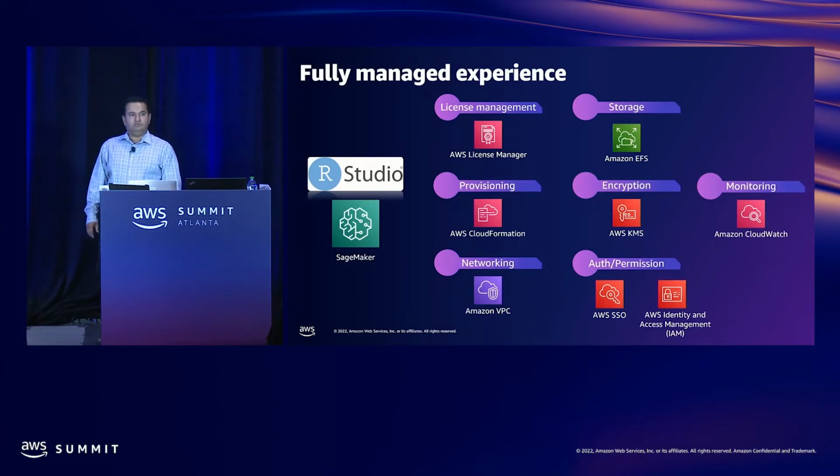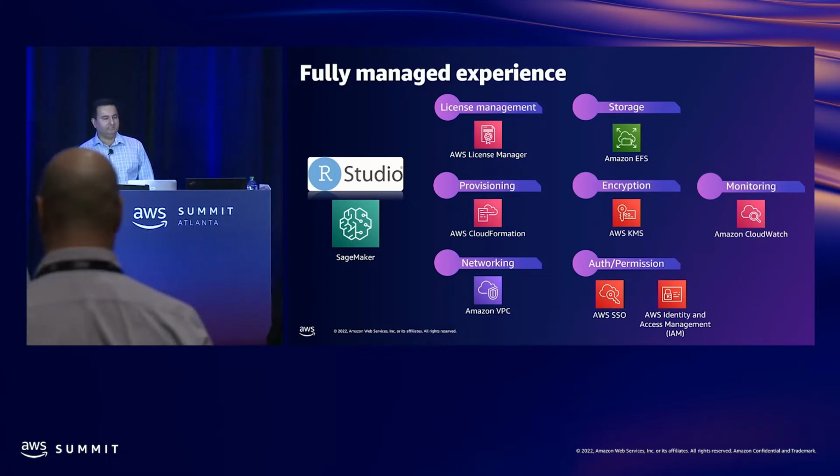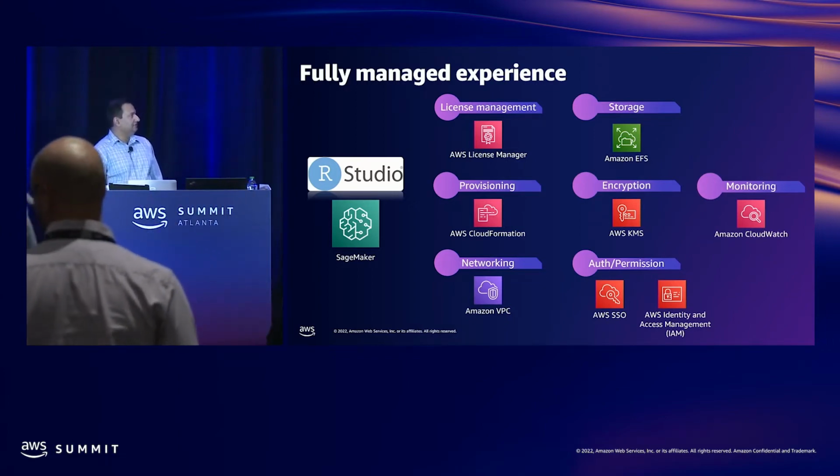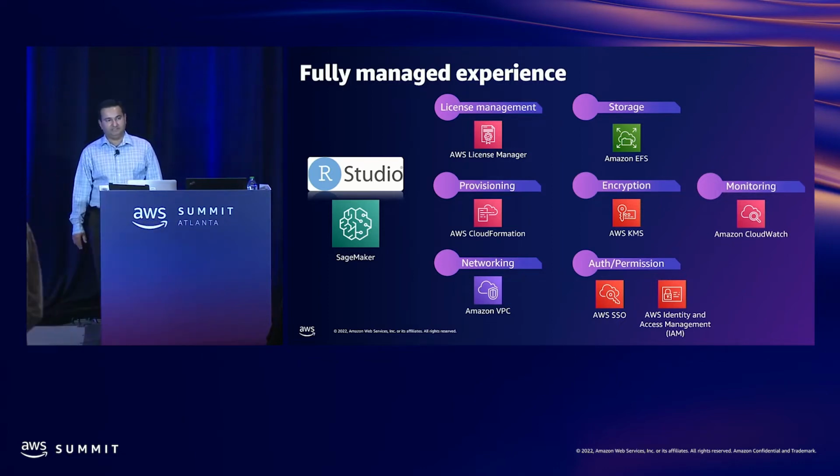Okay, so RStudio on SageMaker is a fully managed experience. It uses several components of the AWS ecosystem. It integrates with the AWS License Manager, where you have your enterprise licenses. So as I said, if you already have an existing license for RStudio Enterprise, you can bring it into AWS License Manager, and then the option of using RStudio is going to appear in the SageMaker domain. Okay.